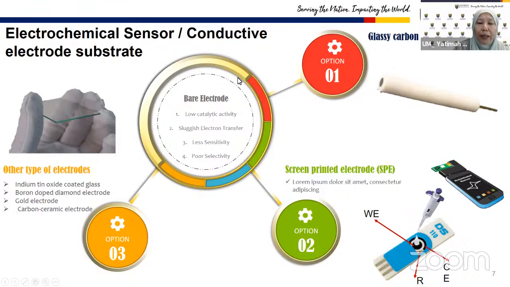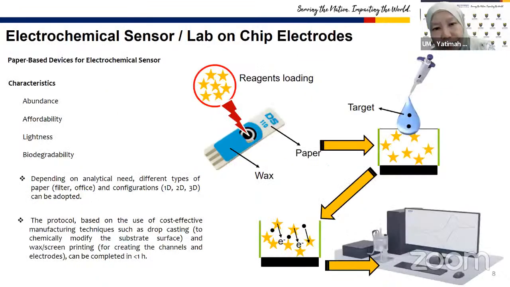But what is important in choosing the right conductive electrode substrate is that it must have low catalytic activity. It must be prone to electron transfer. Definitely, that's the main idea, because it will convert to electrical energy. And it will have low sensitivity and poor selectivity, because we want to make sure that it does not take part in any reaction or contribute to the changes on the surface of the electrode. So these are some of the criteria that we use.